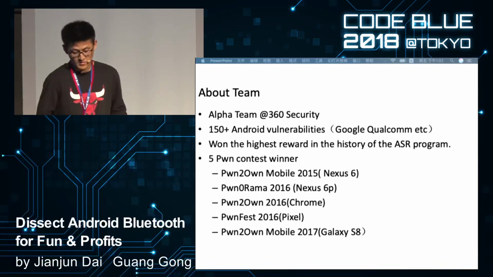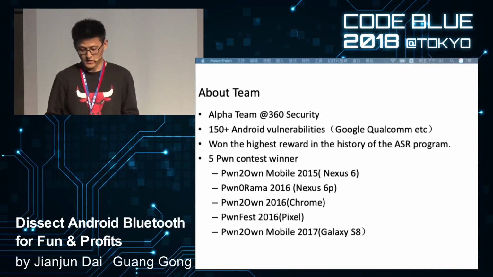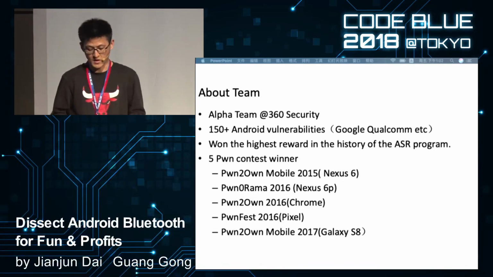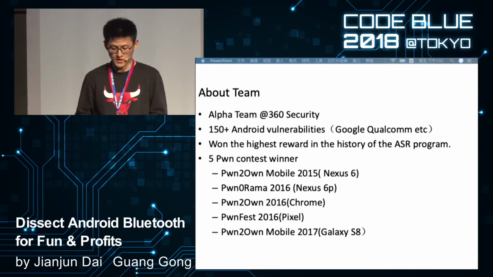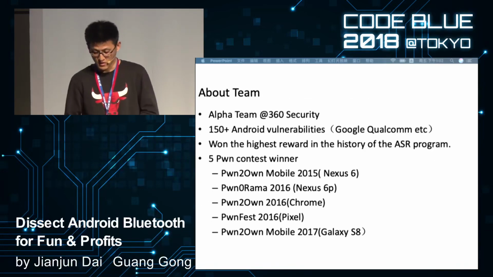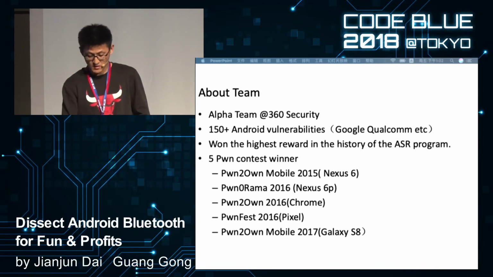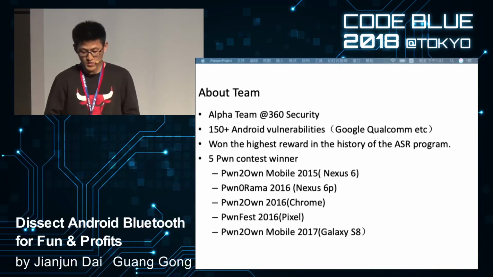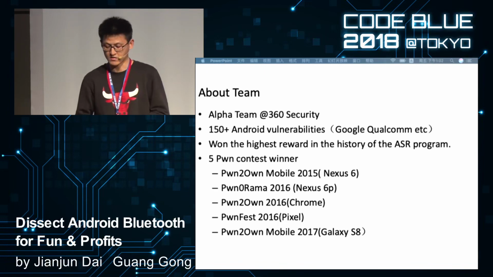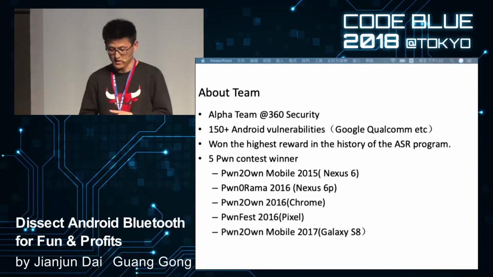About my team, the main research fields of Alpha team are Android system security and Chrome browser security. We have found more than 150 vulnerabilities in Android system. In August 2017, we submitted the first working remote exploit chain since the ASR program's expansion, and we won the highest reward in the history of the ASR. We have also hacked different targets in different Pwn contests.